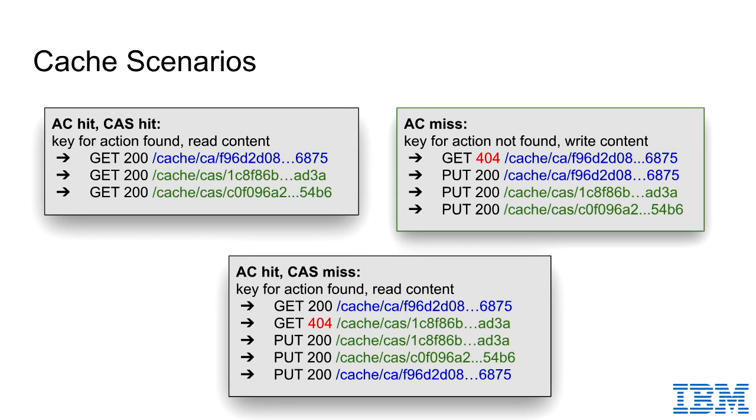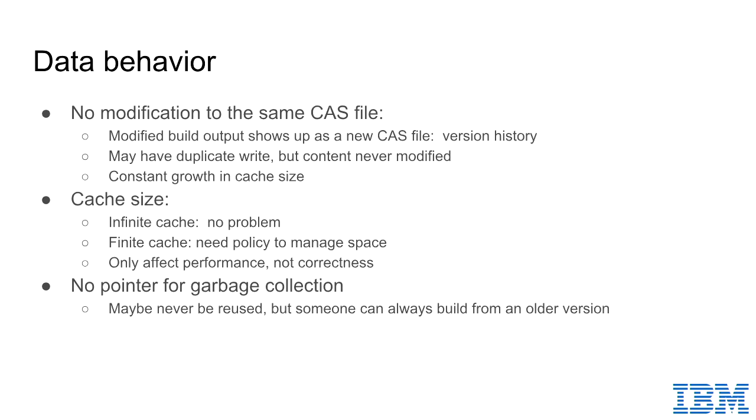The third case is when you have a hit on the action and it's good, so you start reading the build output, then you find that some are not there anymore. And again, that's probably because it got cleaned up and deleted. So then you have no option but to go back, repeat the build and put back the content. So those are the potential scenarios that we can get. With that, what kind of behavior can we expect out of the cache?